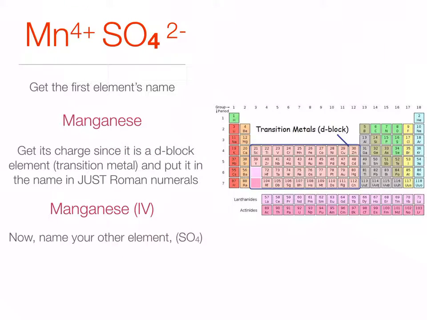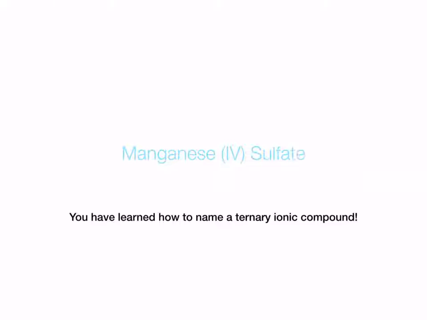Now we have to name our other element, which is sulfate. And here we have manganese 4 sulfate. You have now learned how to name a ternary ionic compound.